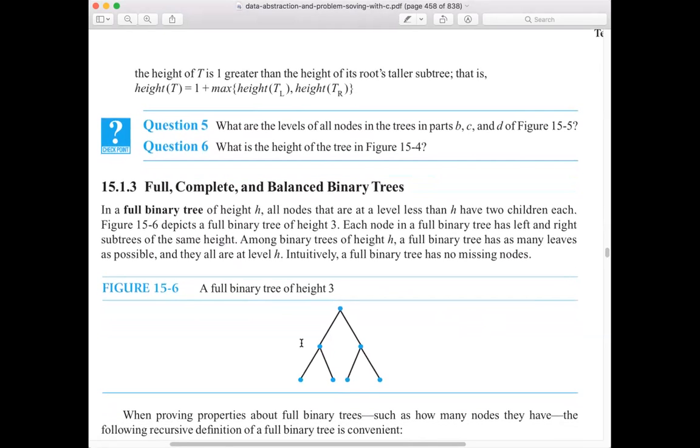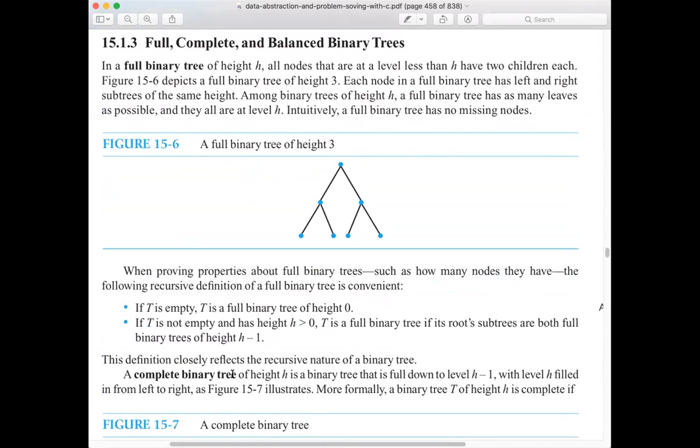Basically what I'm trying to do here is read the formal definition and then give you a more informal, intuitive way of thinking about it. It just means that you can't add any more nodes to the tree without adding another level, right? I think that's probably the simplest way of saying it. Questions about what a full binary tree is? Okay.